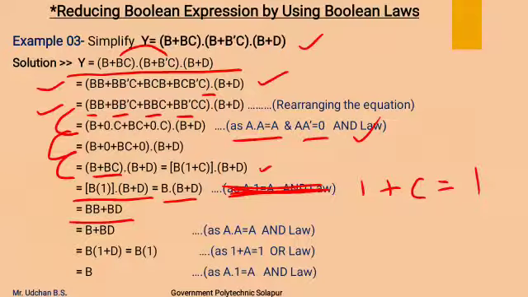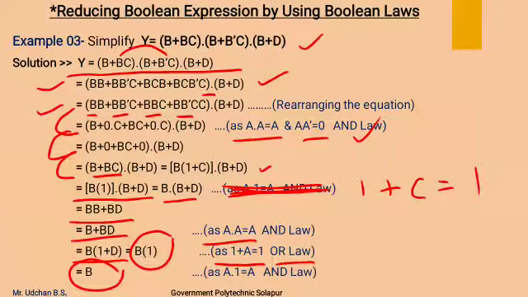Now again, as per AND law, a into a gives you a, so b into b will give you b. The equation will be b plus bd. Again, taking b common, the equation will be b into 1 plus d. Now as we know, 1 plus a gives you 1 as per OR law, so 1 plus d will also give you 1. So the equation becomes b into 1, which will result into b. This is how we have simplified the third example.